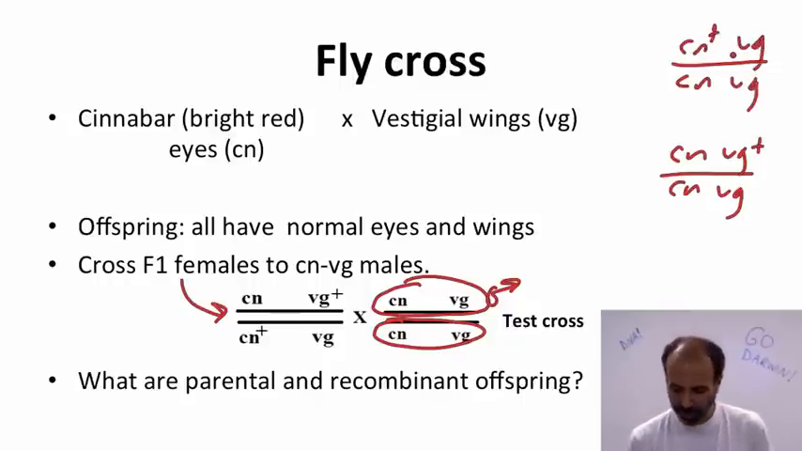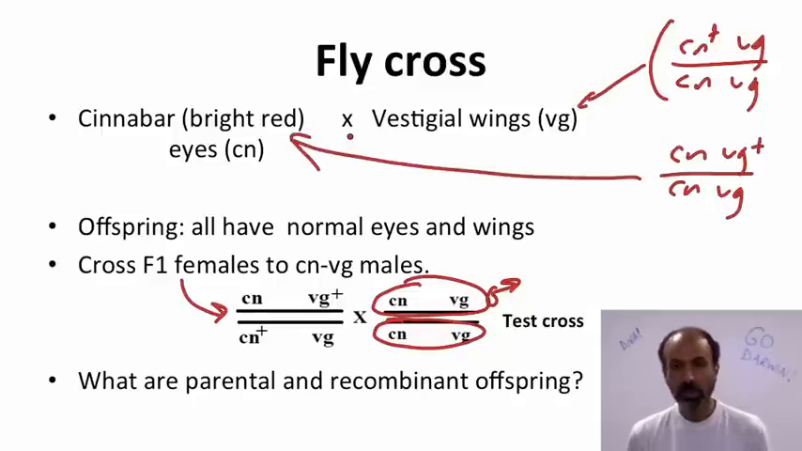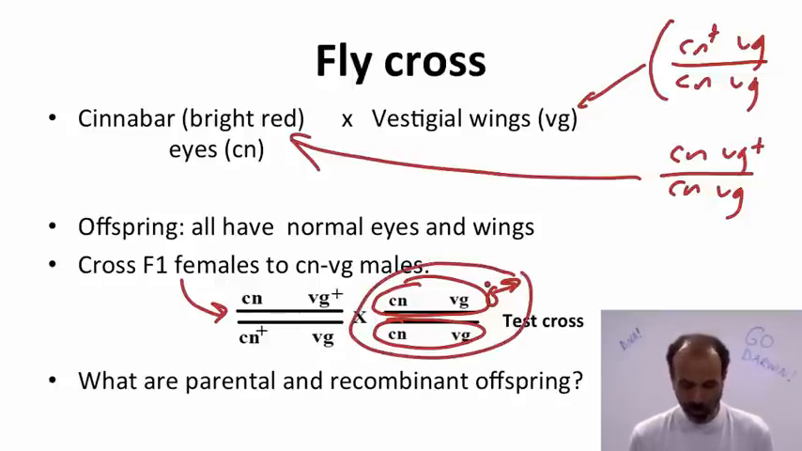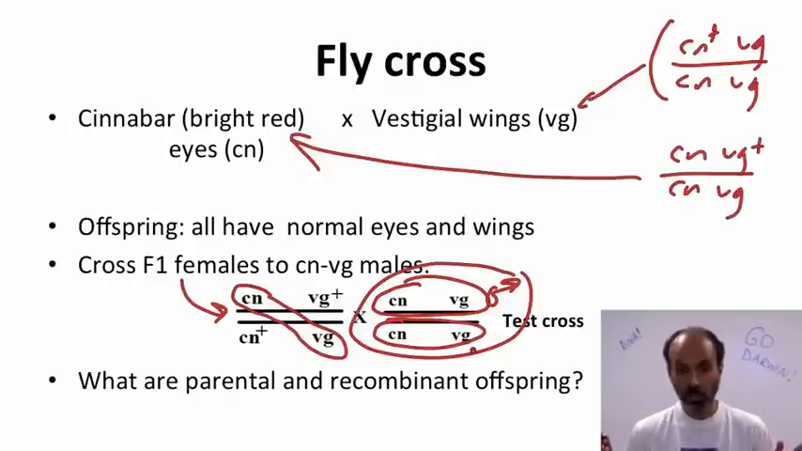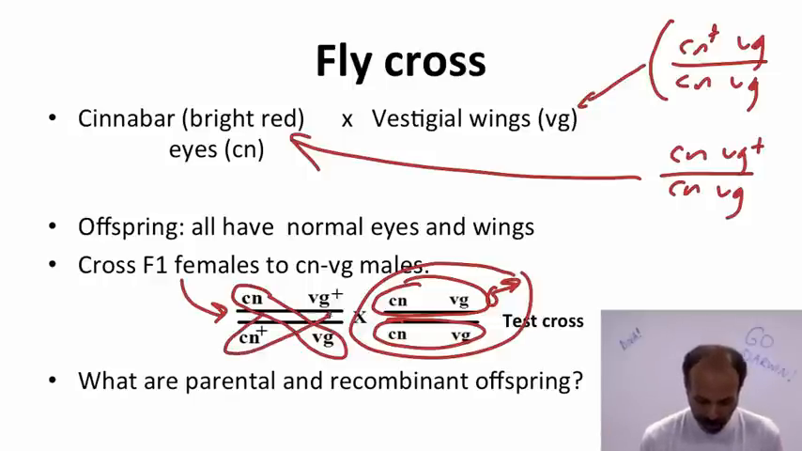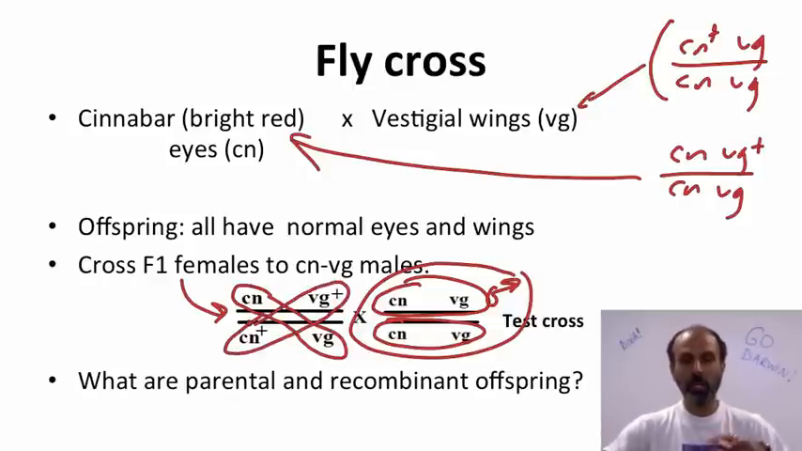So what would these flies look like? This top set of flies here would have the vestigial wings, so they would look like this parent. This bottom set of flies would have cinnabar eyes, so they look like this parent. But that would be it. You would not have any normal-looking flies, and you would not have any flies that look like their dad, that are mutant for both. Recombinant offspring would get something like this. They would get the CN and VG from mom, which they'd also get from dad, meaning they would be mutant at both genes. Or they would get CN plus and VG plus from mom, meaning they would look totally normal. They would not have any mutant.